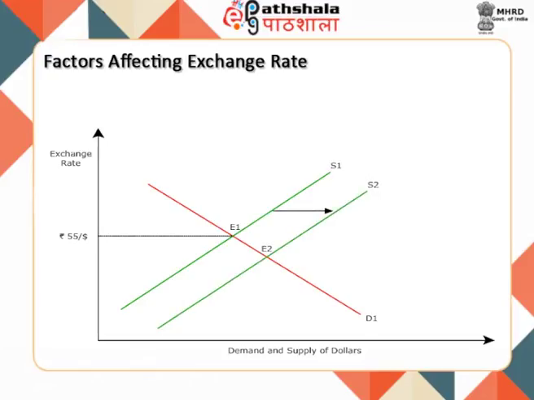Given the demand, increased supply results in depreciation of USD. New exchange rate is determined by the intersection of new supply curve S2 and demand curve D1. Exchange rate between USD and INR has changed from rupees 55 per dollar to rupees 54 per dollar.